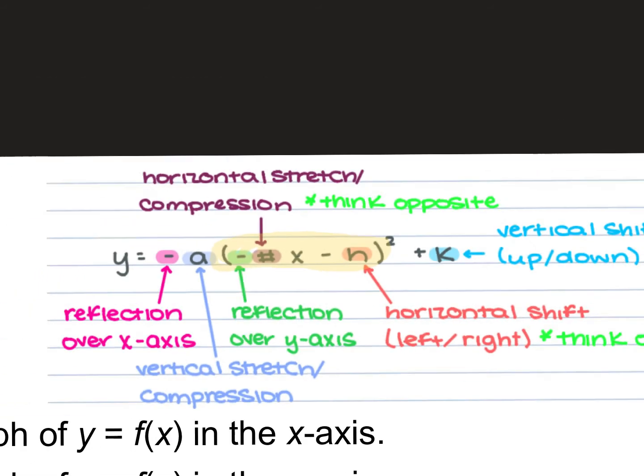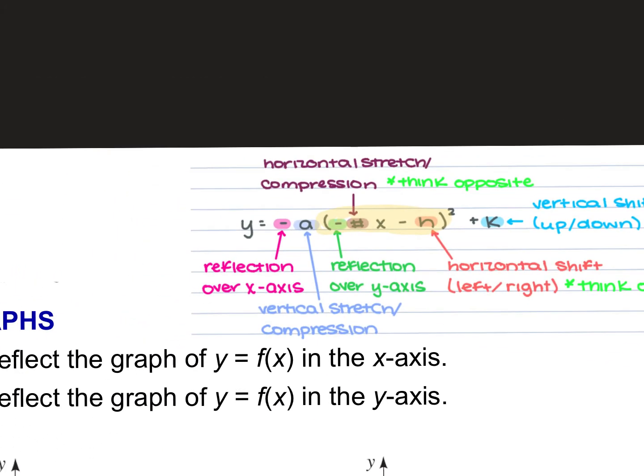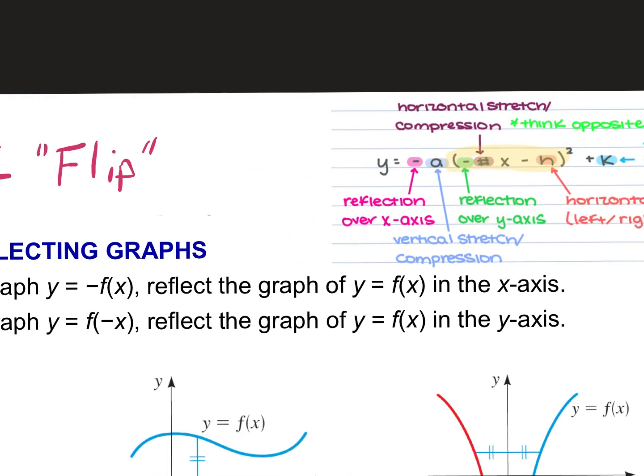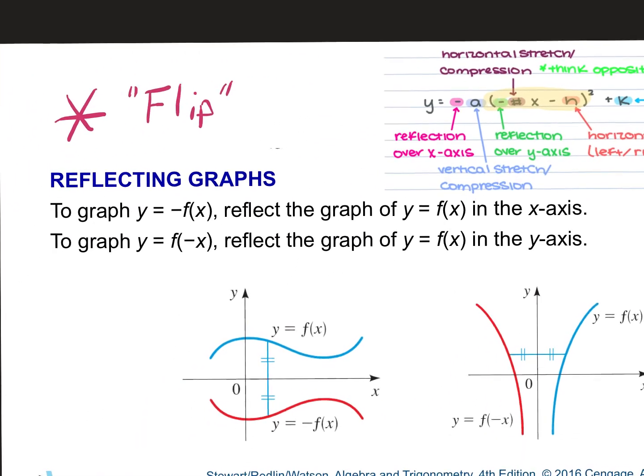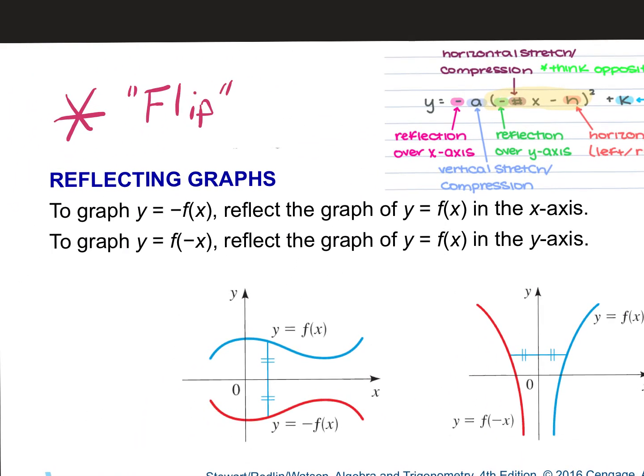So what I'm going to do now is go through each transformation one by one. And then at the end, we're going to pull it all together, and you guys will see exactly how you're going to have to do this on the quiz. But the first thing we talk about is reflections. It's like a flip, right? You're going to reflect over either the x-axis or the y-axis.